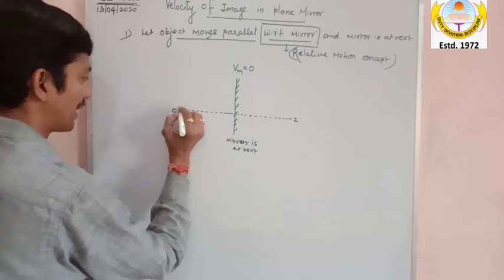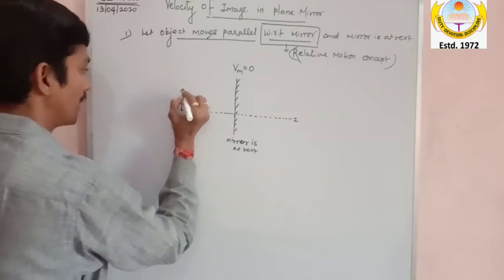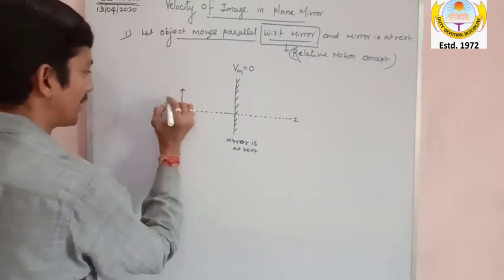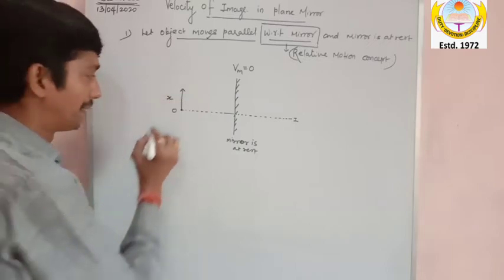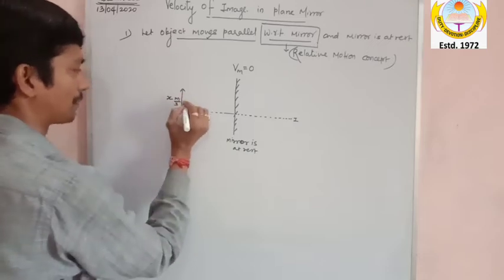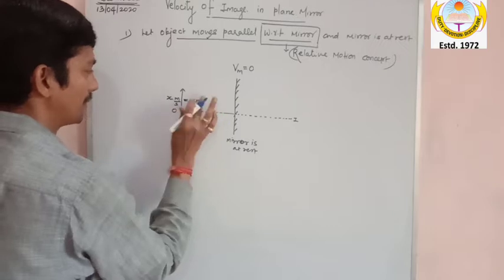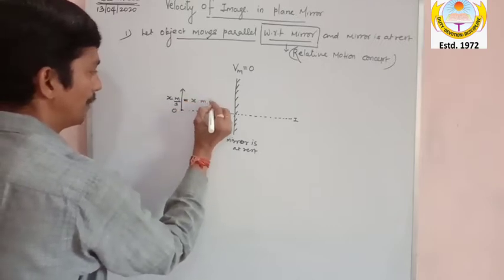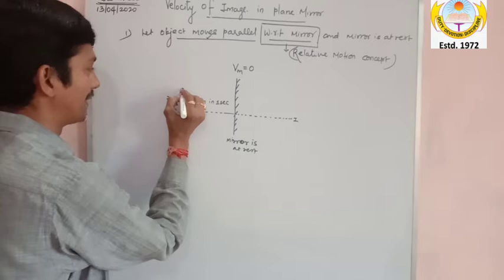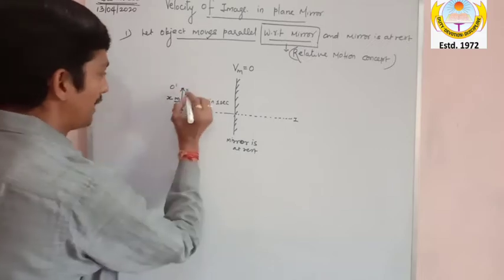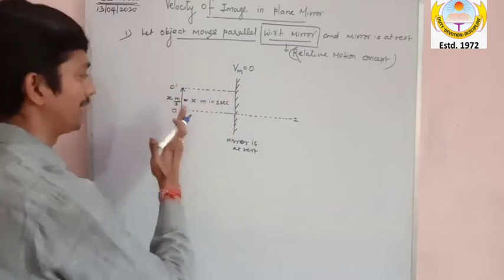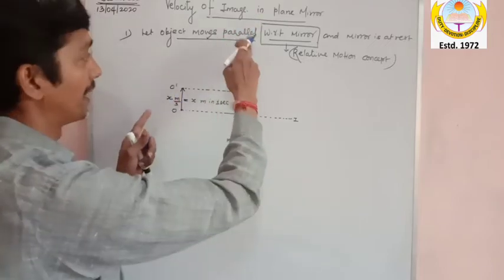Okay, so now assume that the object moves upward. I can move it downward also, no issues. Say the object moves upward with a speed of x meter per second. What is the meaning of x meter per second? That is x meter in 1 second. The object moves x meter in 1 second and it reaches O dash. So here it will be this much distance. I got the new object O dash. You can see it moves parallel to the mirror.